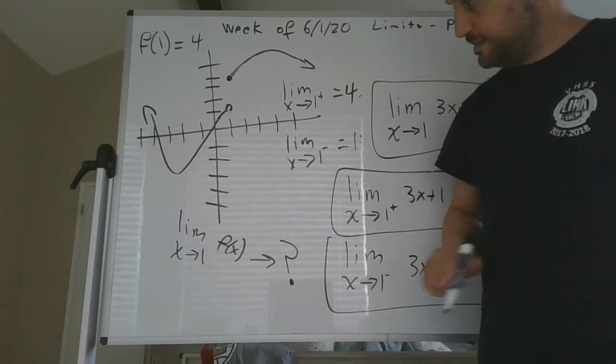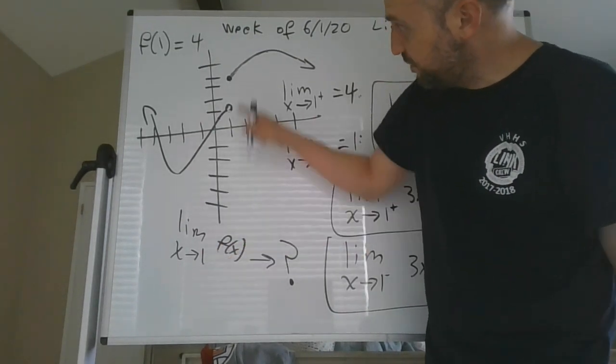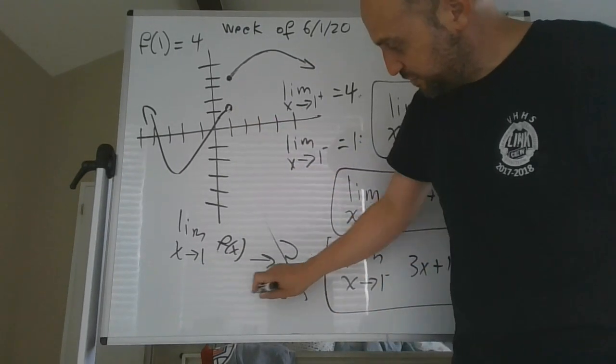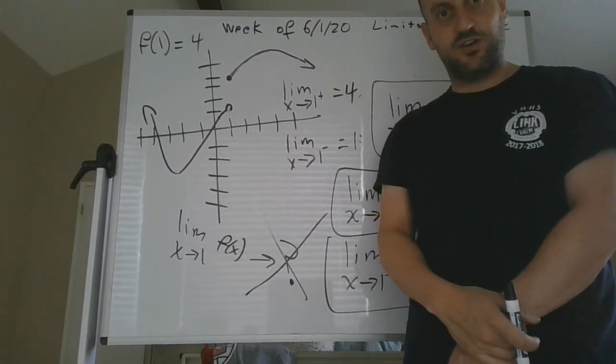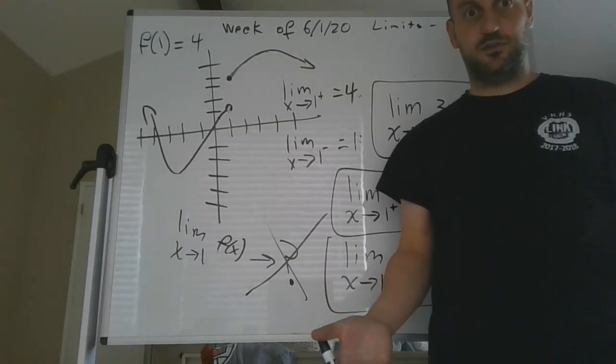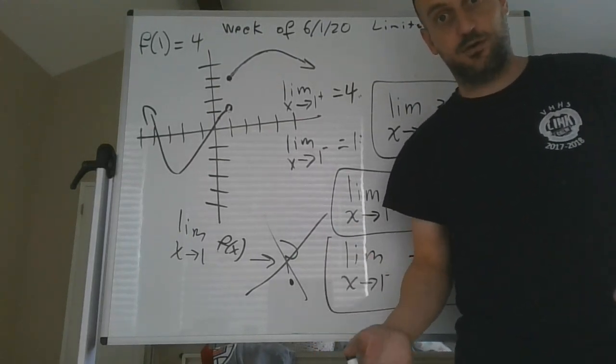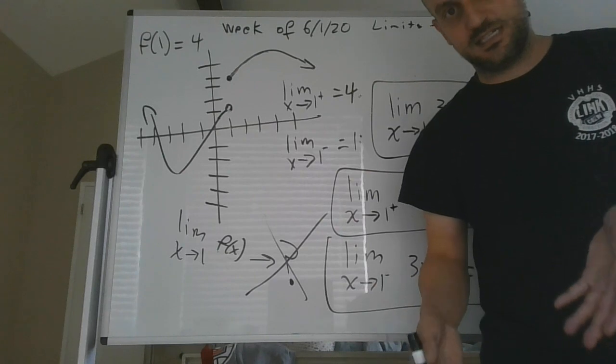So what does that mean? That means the limit as x approaches 1 for f of x does not exist, because it's two different numbers. So I can't say, oh, well, this or this, because one of them is the answer. No, it's not. Neither of them is the answer. It does not have a limit as x approaches 1.